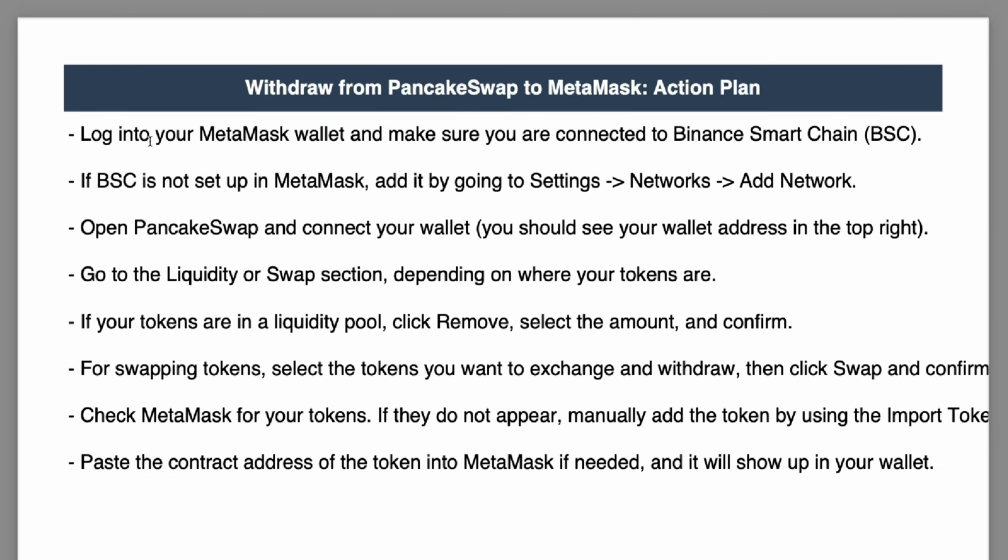So the first thing you need to do is log into your MetaMask wallet and make sure you are connected to Binance Smart Chain, BSC. This is the first very important step, otherwise it won't work. Next, if BSC is not set up in MetaMask, add it by going to Settings, Networks, and then Add Network. Then you need to add the Binance Smart Chain if you haven't already, of course.